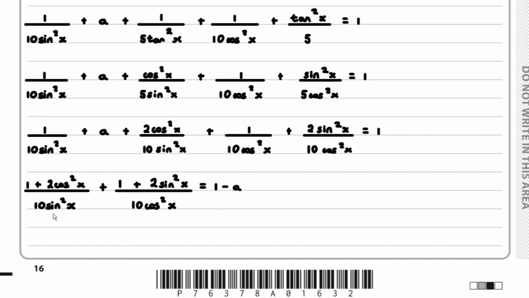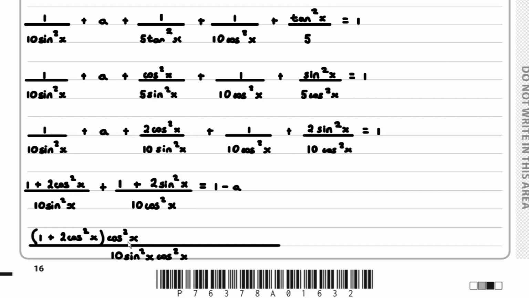So, if I rewrite everything such that I've got a common denominator of 10 sine squared x cos squared x, well here I've got the 1 plus 2 cos squared x. I need to multiply this by cos squared x, and in doing so, we end up with this term. And then, I've got this 1 plus 2 sine squared x. I need to multiply this by sine squared x, and in doing so, I end up with this term if we simplify. And this is equal to 1 subtract a.